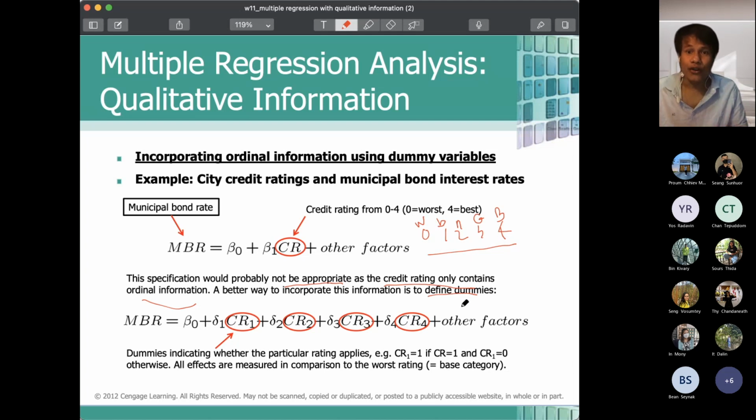So we also have 4 dummies with the ordinal variable with 5 categories. So it's just the same story as a nominal variable with multiple categories. Questions?